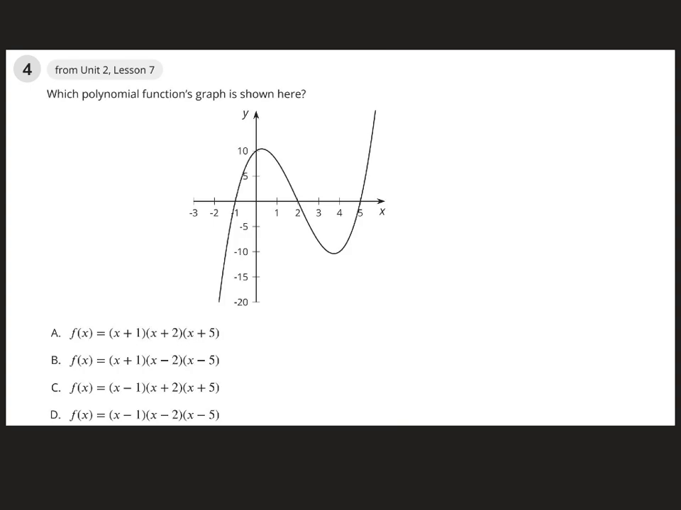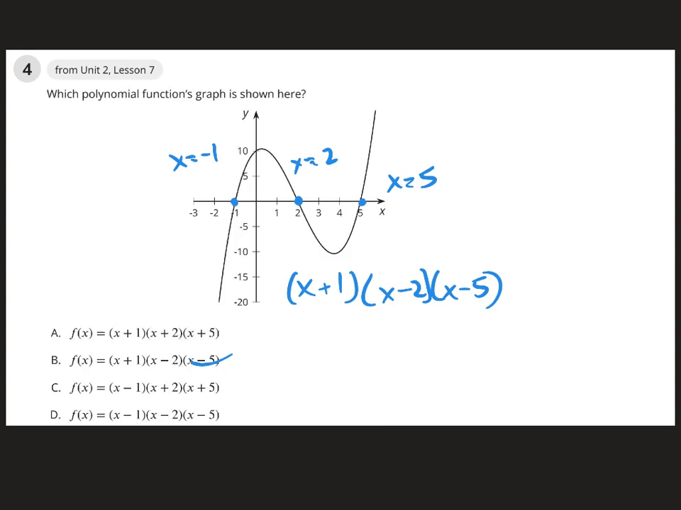Okay, this is from a previous lesson, so let's talk about it. Which polynomial function is here? So we got x equals -1. These are our intercepts, x equals 2 and x equals 5. To make an intercept a factor, you had to switch the sign. So x plus 1, x minus 2 and x minus 5. So which one is x plus 1, x minus 2, x minus 5? That would make B the correct answer.